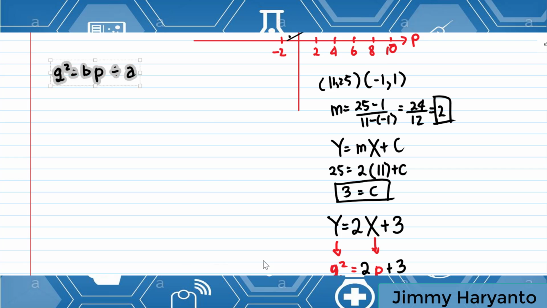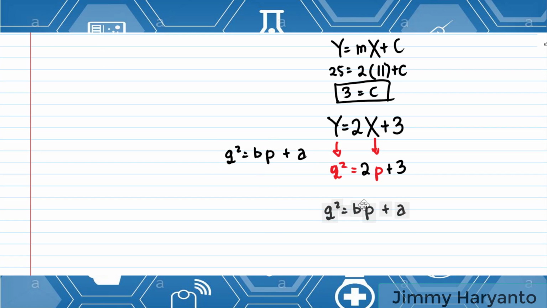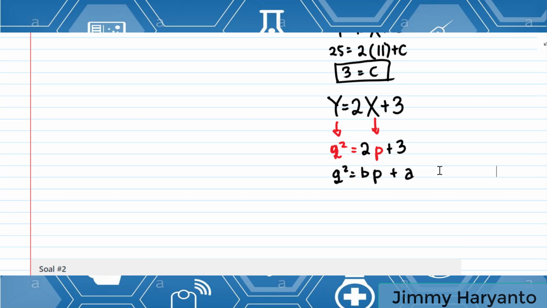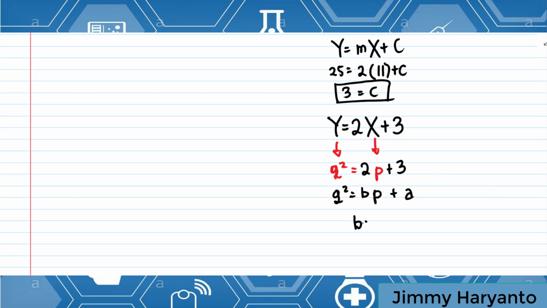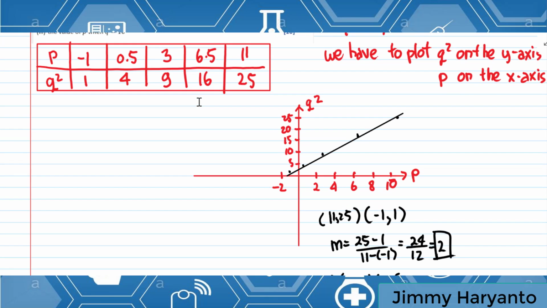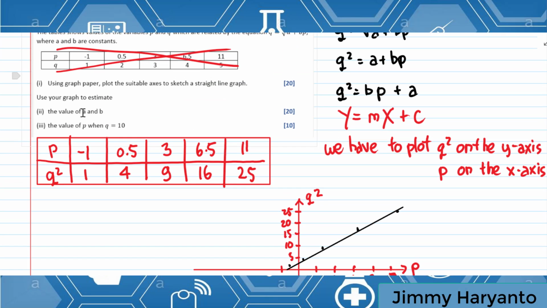Let's compare it with the original equation. It's already the same. So I know that b will equal 2 and a will equal 3. There you go. a equals 3, b equals 2. That is the answer for the second question.